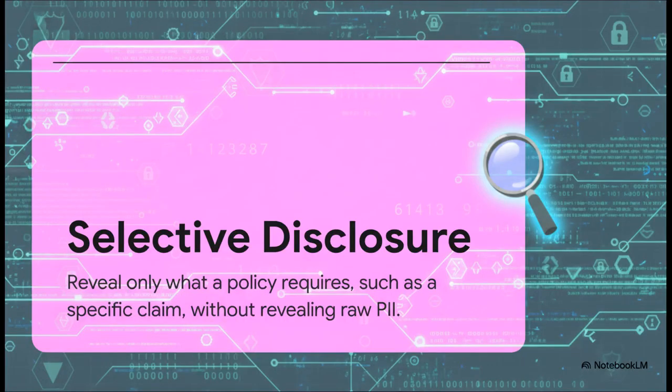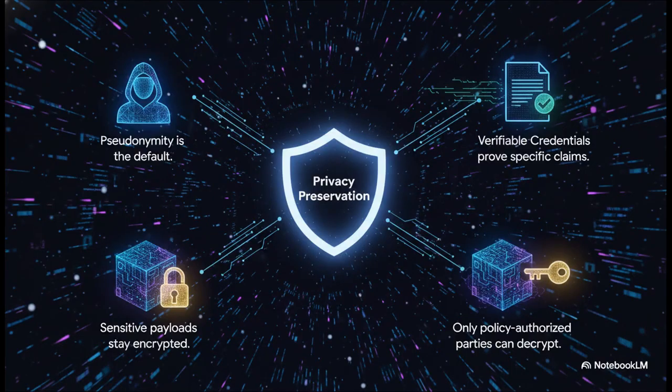This is where our privacy model really shines. It's called selective disclosure. The idea is simple. You should be able to prove something specific about yourself, like being a licensed clinician, without having to reveal your entire identity. You just prove the one fact that's needed and nothing more. So how do we make that happen? Well, first, we default to pseudonymity. Second, we use those verifiable credentials to prove claims, not to just pass around raw personal info. And third, any sensitive data in the payload stays encrypted. The only way to decrypt it is if you're explicitly authorized by the system's policy.